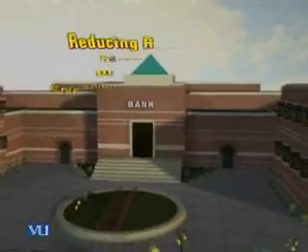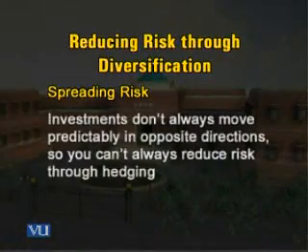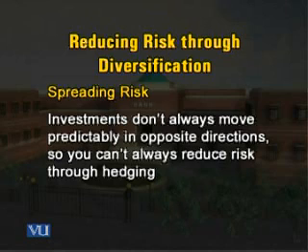So this was our first strategy of diversifying the risk, which was hedging risk. Now we are coming to the second strategy, which is spreading risk. In this particular strategy, investments don't always move predictably in opposite directions. If you look at the real life scenario, it is very difficult to find companies where the risk is moving in the opposite direction, an increase in the price of one and a decrease in the price of the other under the same scenario.